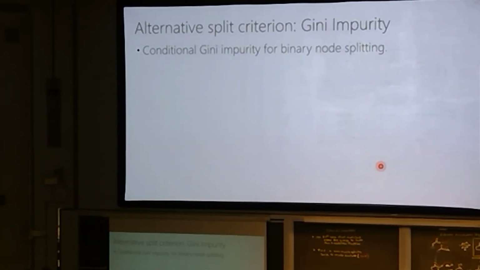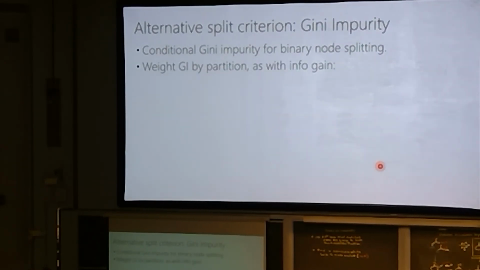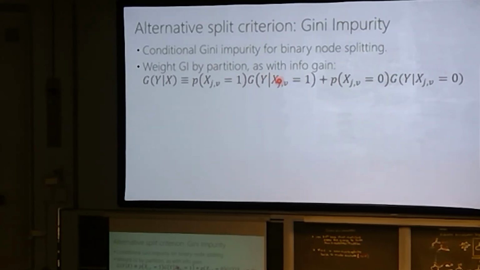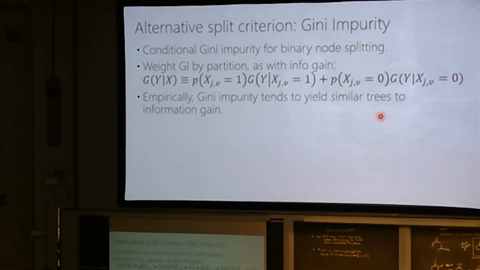And then you get this conditional Gini impurity in a similar way that you get the conditional entropy that you can pick for binary node splitting. And again, similar to entropy, you're going to weight it by the partition as you do with the information gain. So you take the Gini impurity of all those samples that were in the one split times the probability that they were in the split, plus the probability that they were on the other side of the split times the Gini impurity of the other split. And empirically, this tends to yield similar trees to information gain, and you'll probably hear about both of those.